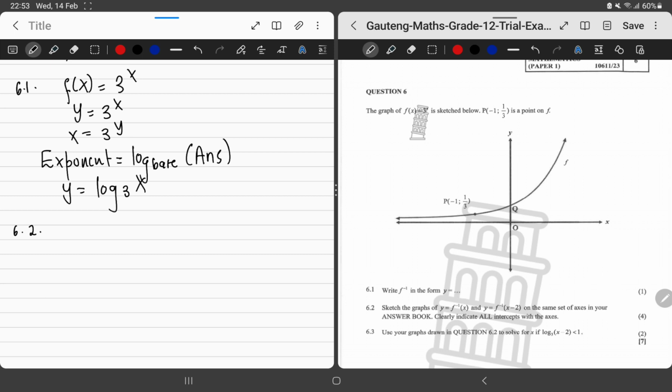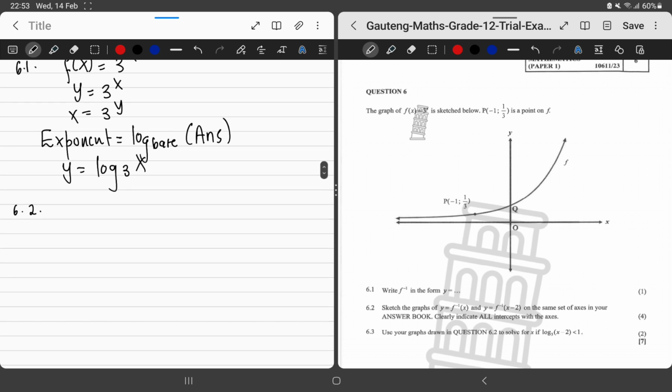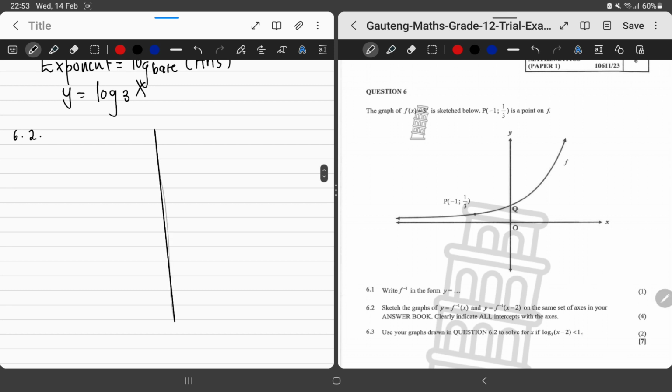6.2. Sketch the graphs of the inverse and y is equal to the inverse of x minus 2 on the same set of axes in your answer book. Clearly indicate all the intercepts with the axes. So your knowledge of inverses needs to be very extensive in order for you to solve this question easily. So the coordinates there will be (0; 1), because I'm just going to say y is equal to 3 to the exponent of 0, which is going to give me a 1. That would be the y-intercept.